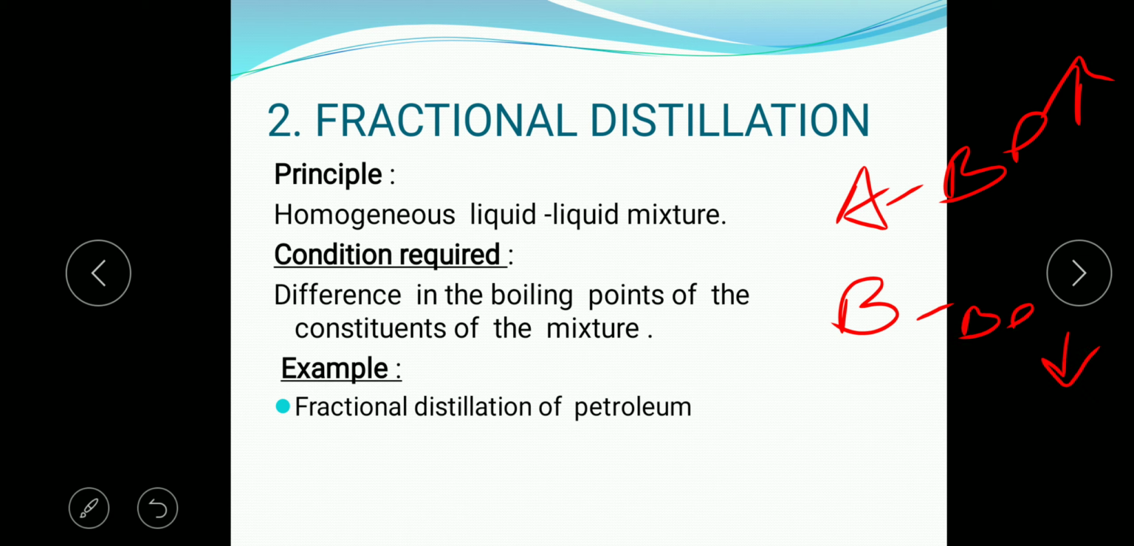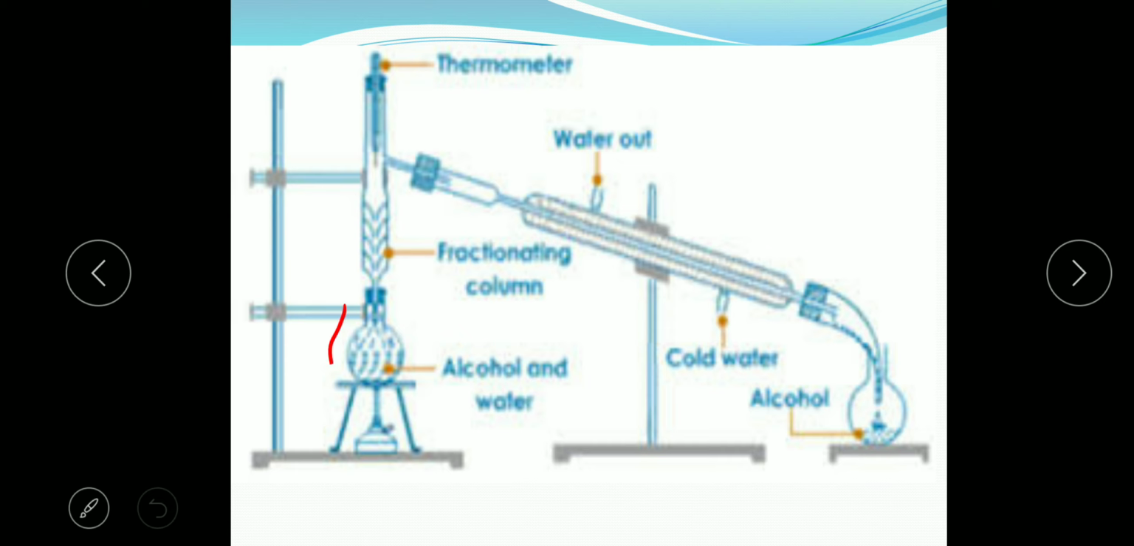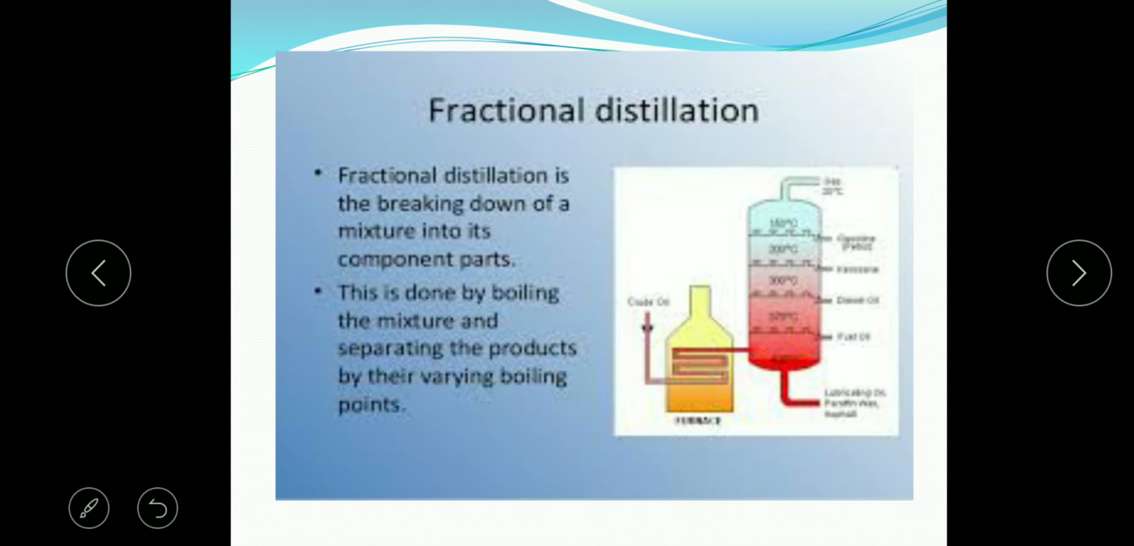So the constituent whose boiling point is higher will be obtained from the round bottom flask, and the constituent whose boiling point is low will be obtained from the round bottom flask over here after the process of condensation. Okay, so low boiling point constituents will be obtained from here, and the high boiling point constituent will be obtained from here.